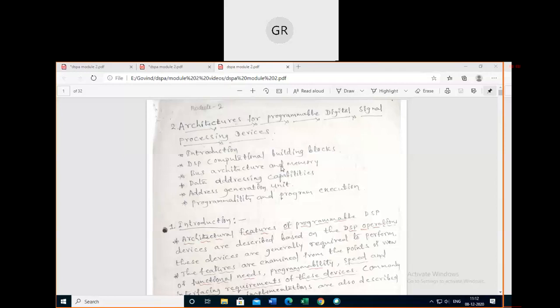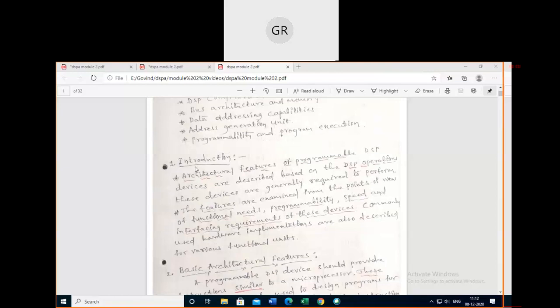Dear students, today we will discuss Module 2, Architecture for Programmable Digital Signal Processing Device. In this, we will discuss Introduction, DSP Computational Building Blocks, Bus Architecture and Memory, Data Addressing Modes, Address Generation Unit, and Programmability and Program Execution.